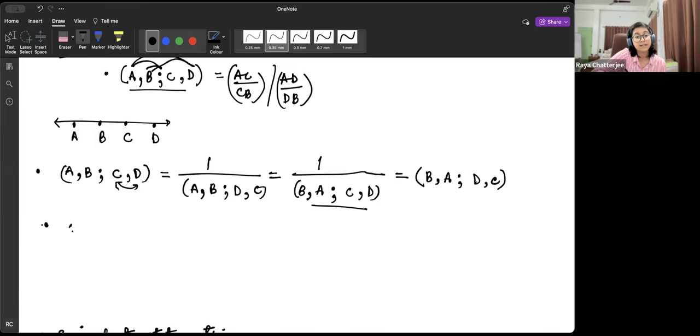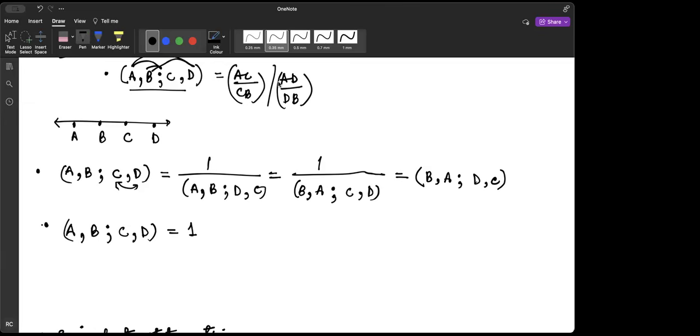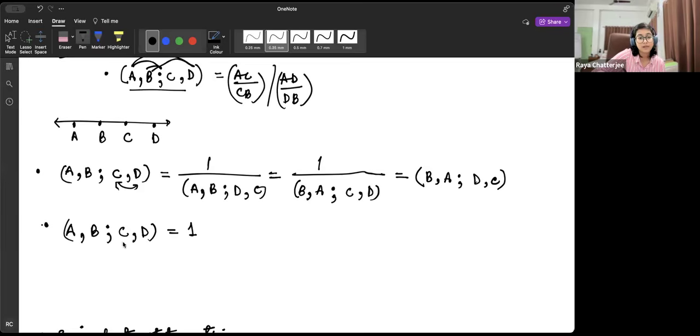So the next one is that if the cross ratio (A,B;C,D) is 1, can anybody tell me what that means? Just expand this thing and write it down like I did before. And can you tell me what it means? I highly encourage people to speak up because otherwise it's going to be a monologue. C and D are the same point. Yeah, true. So that's correct.